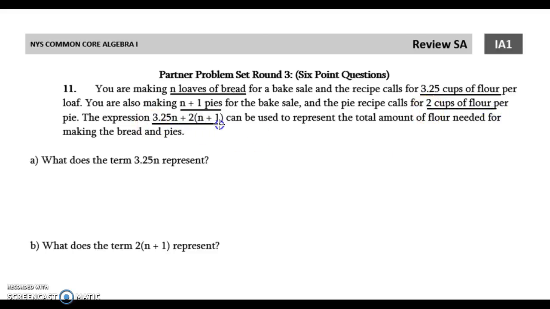This expression can be used to represent the total amount of flour needed for making the bread and pies. So we're going to try to break down this expression into what this part means, the 3.25n, and what this part means, the 2 times n plus 1.